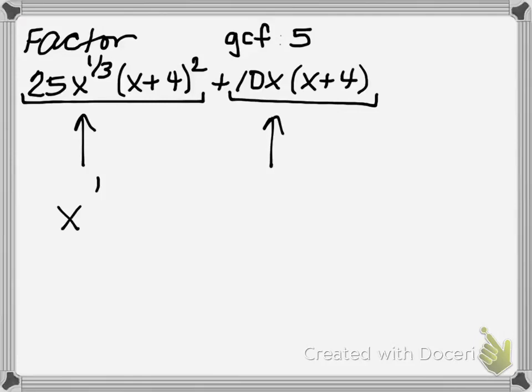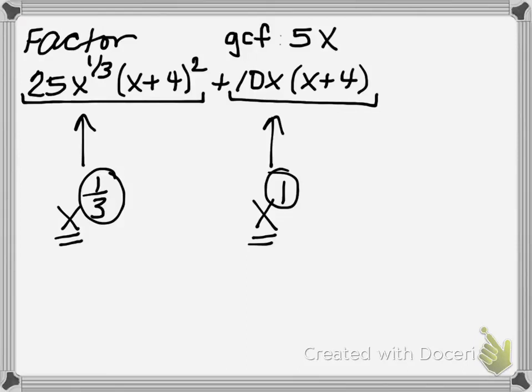Let me write this down below. X to the 1/3, and this is really x to the first. So they have the same base of x, so we're looking at the exponents, and we're going to choose the one that is smaller, which means x to the 1/3 will be the GCF between those two.